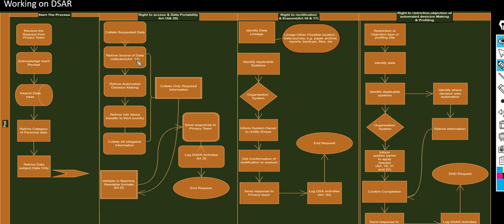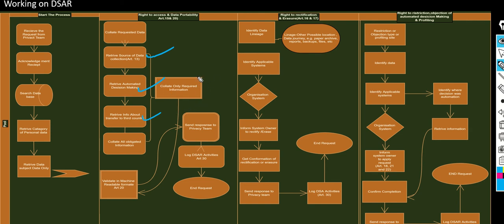Then they will retrieve the source of data collection. In the next phase, the first thing is to retrieve the source of data collection, and another thing is to retrieve automated decision making data. They will also try to retrieve whether the data has been transferred to a third country or not. Then they will collect all the information available with them related to the data subject.